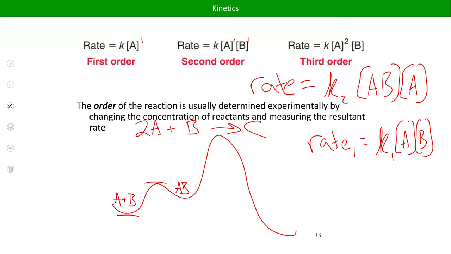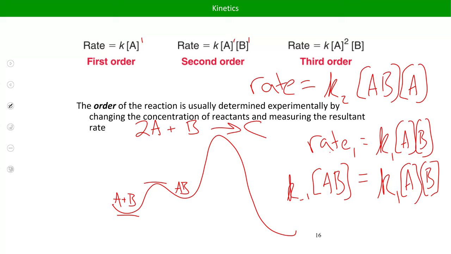Okay, right. Basically, if you're going to make the assumption that these two steps, the forward K1 and K-1, are at equilibrium, you actually can't just say that's equal to zero. You have to see this is equal to K-1 times concentration of AB is equal to K1 times concentration of A, concentration of B.